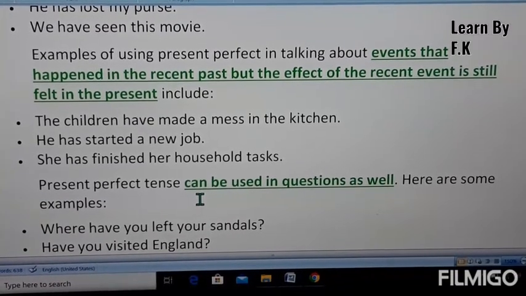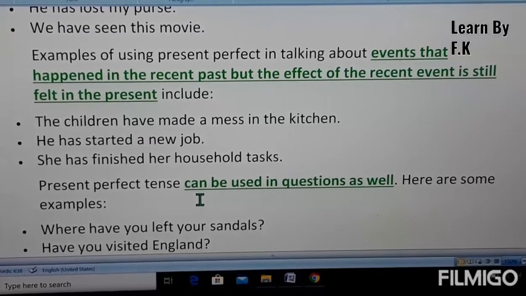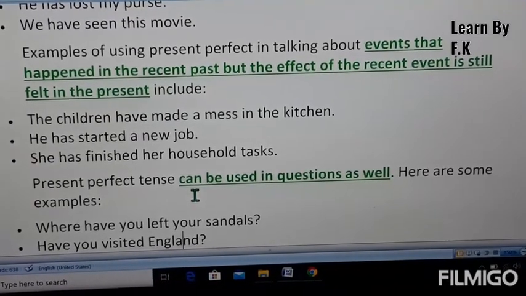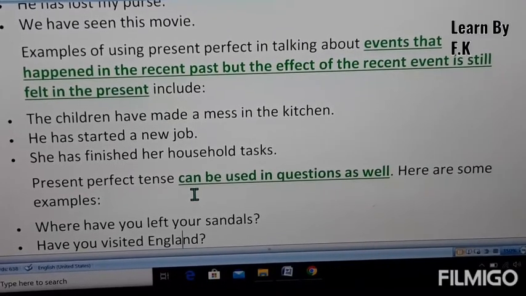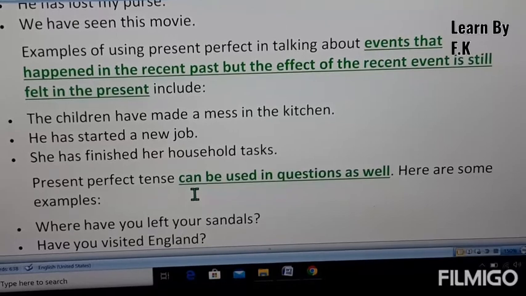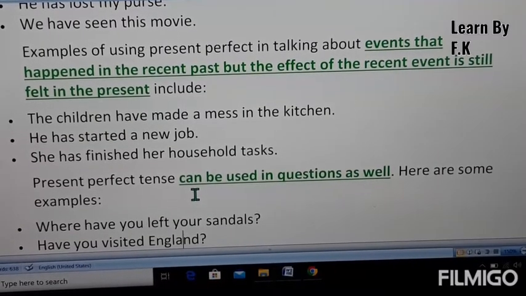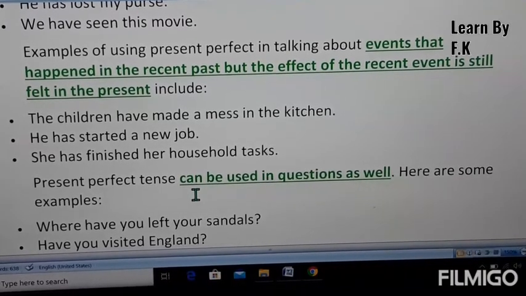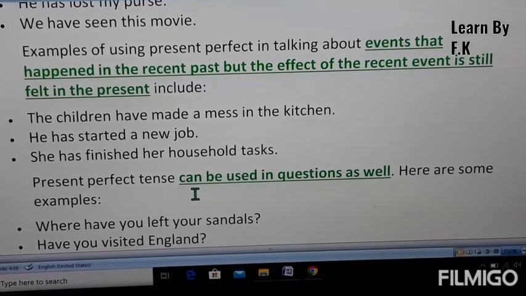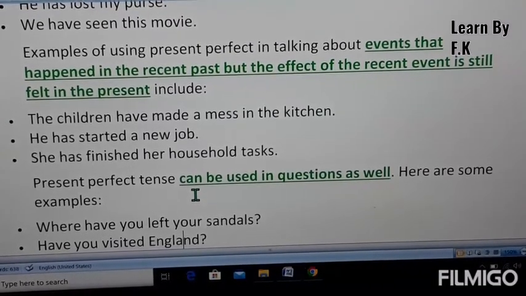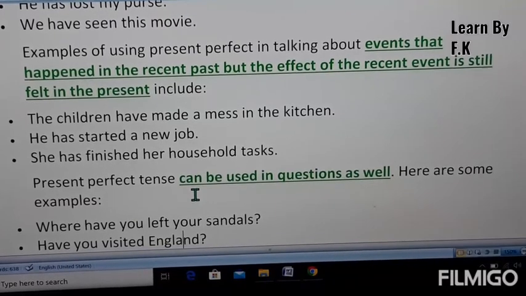He has started a new job. In this sentence, he has started a new job. It means he is doing the new job. Action started in the past, but the present effect is also here in the present. She has finished her household tasks. It means she has performed her house chores, and these are done right now.